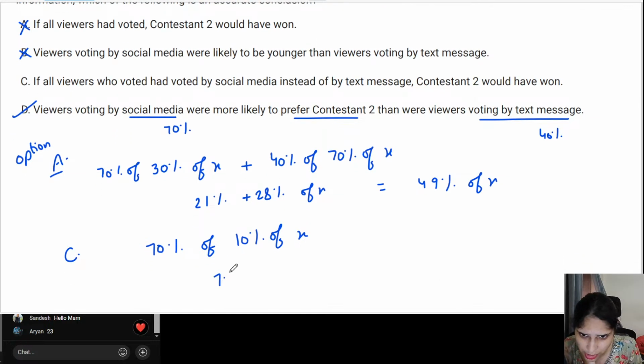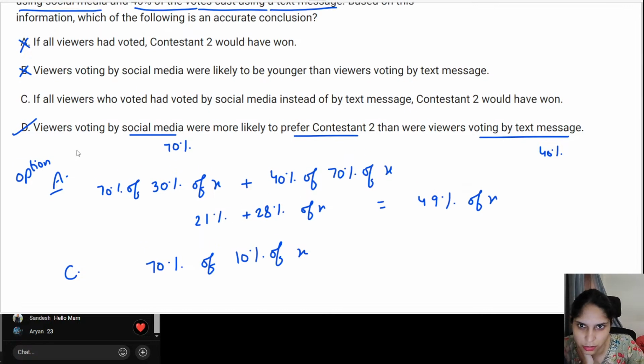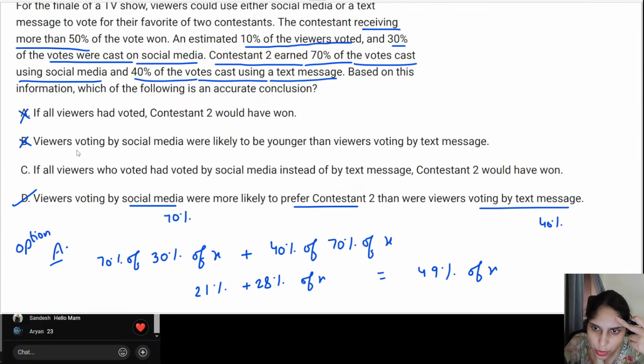So this is going to be 7% of X. Option C is also correct, because if viewers had voted by social media and not by text message, contestant 2 would have won. That's correct, because then he would have got 70%.